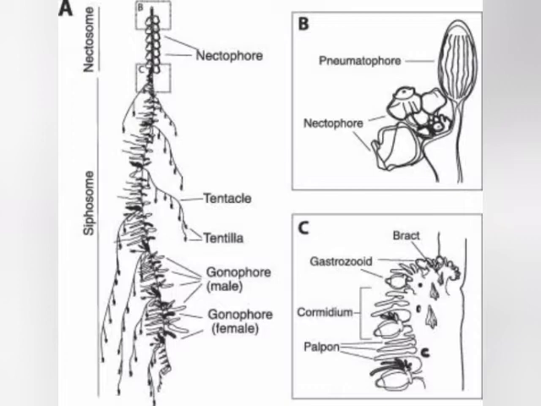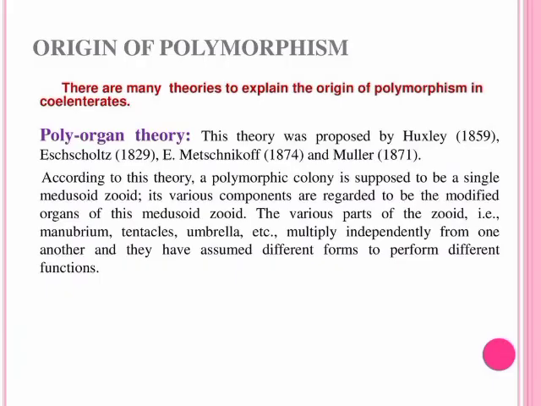Origin of polymorphism. It is generally agreed that polymorphism in colonial Cnidarians results from division of labor and the corresponding structural modifications among the zooids. Several theories have been advanced to explain the origin of Cnidarian polymorphism. The important ones are the polyorgan theory, polyperson theory, and the medusome theory. Polyorgan theory. This theory was advanced by Huxley, Metschnikoff, and Eschscholtz.